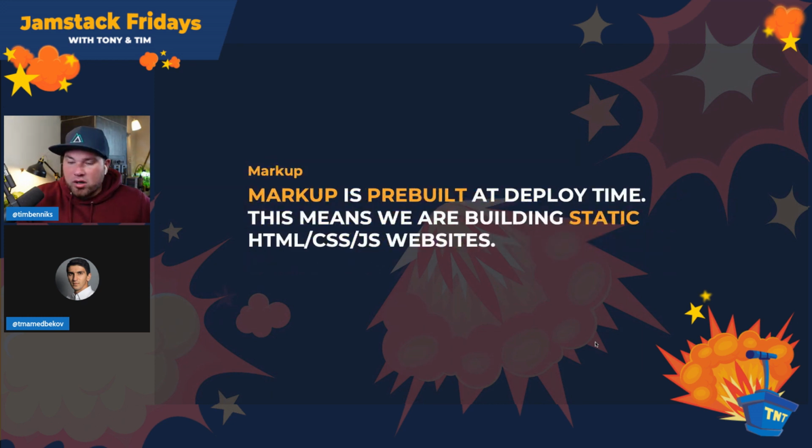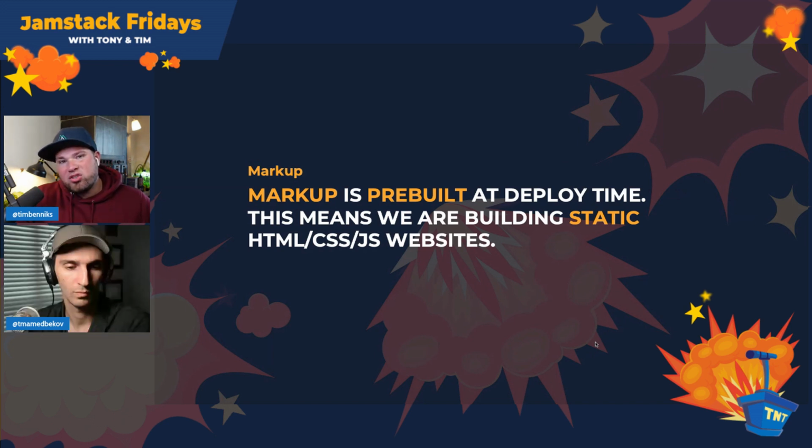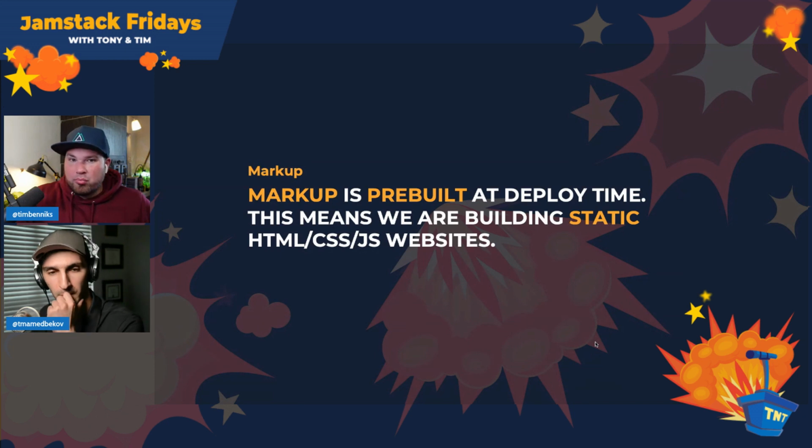So let's talk about markup here. So markup is pre-built at deploy time. This means we are building static HTML, CSS, and JavaScript websites. I think this is probably still true unless you go to single page apps. But is a single page app potentially also maybe in part at least Jamstack? I don't know. It's a static front end, right?